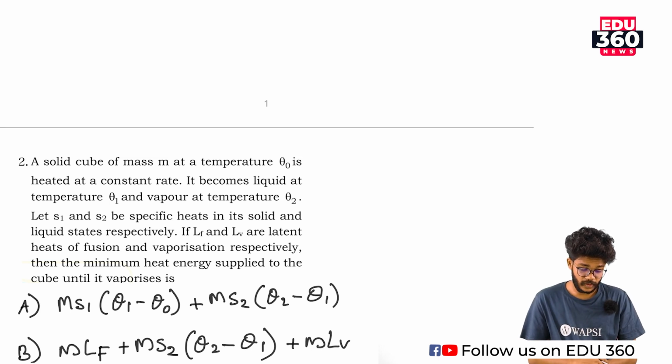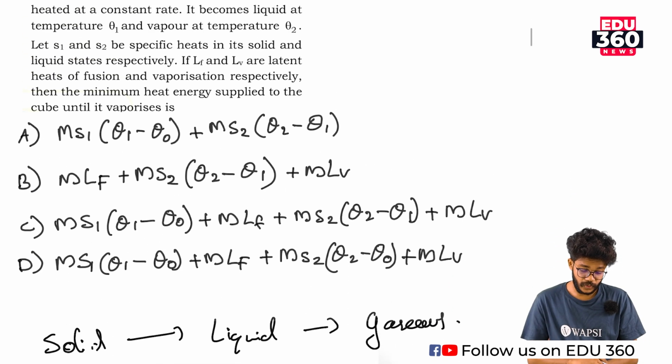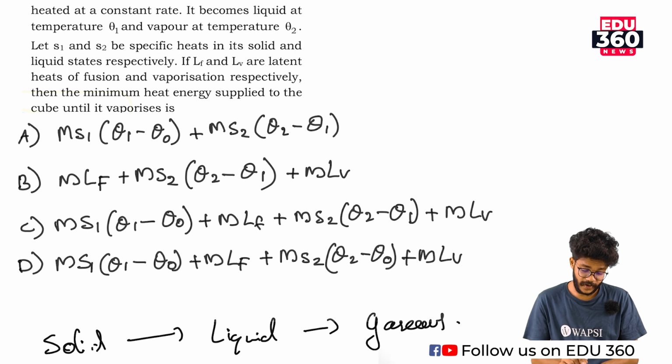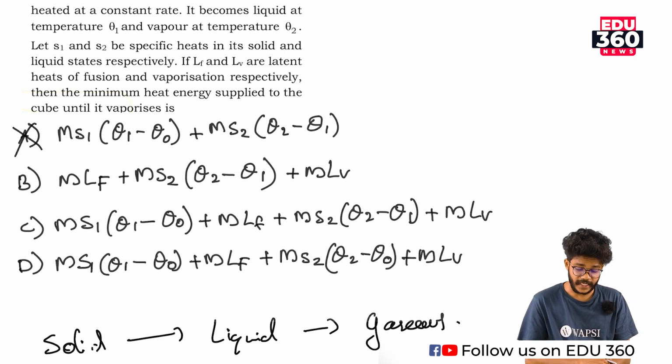So first of all, a solid cube of mass m at temperature theta 0 is heated at a constant rate and becomes liquid. What we have to do first is the latent heat of fusion, m LF. Yes, there is m LF in the 3 equations. So the first equation can be neglected, and we want a temperature change with respect to the specific heat.